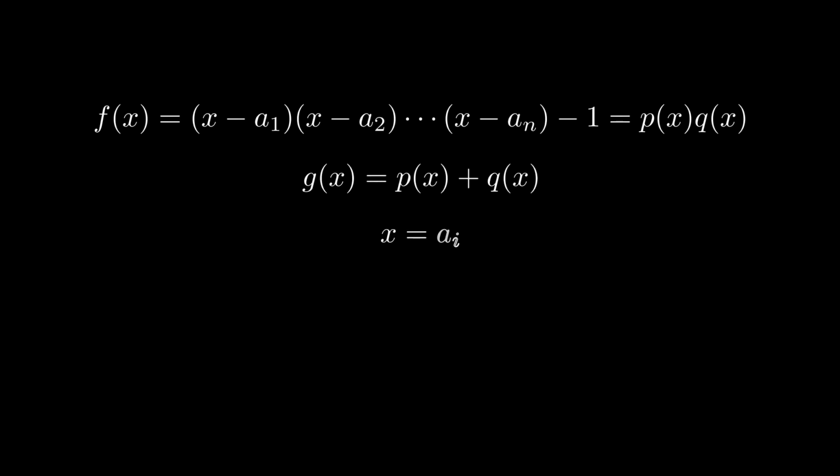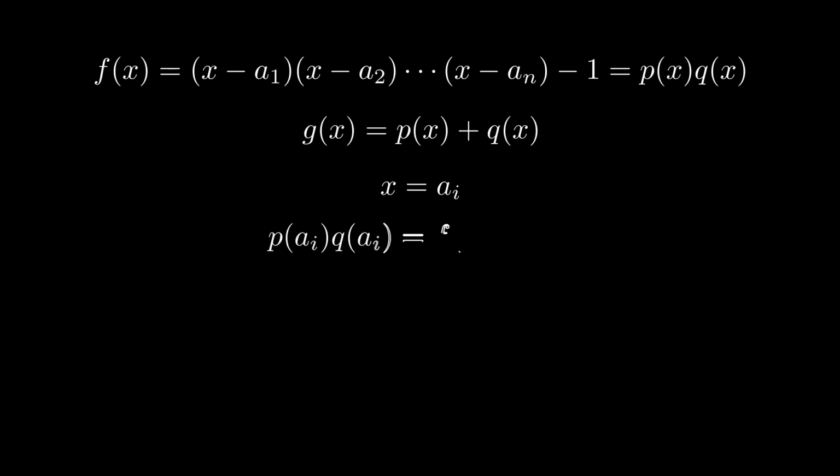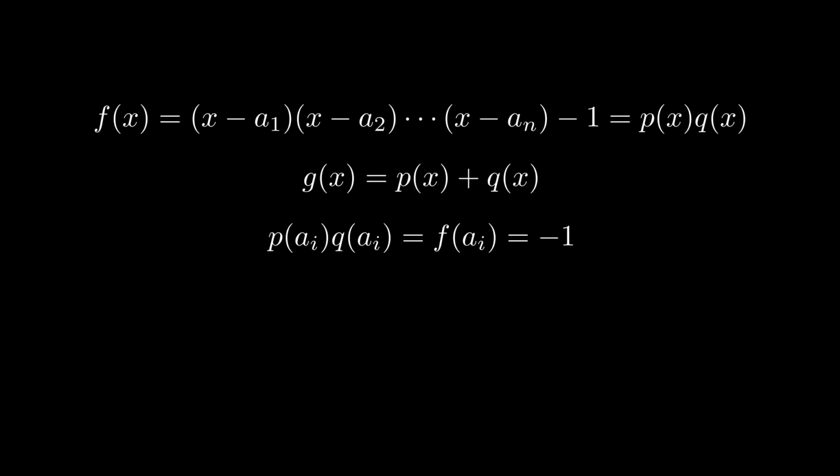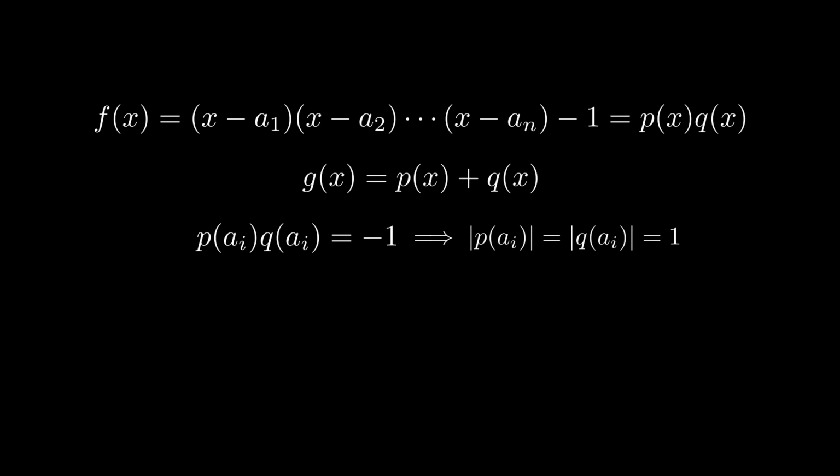Notice that if you multiply p of a sub i with q of a sub i, we will always get -1. And since both p of a sub i and q of a sub i are integers, one of the values has to be +1 and the other has to be -1. This means that a sub i is a solution to g of x, because g of a sub i is equal to 0.